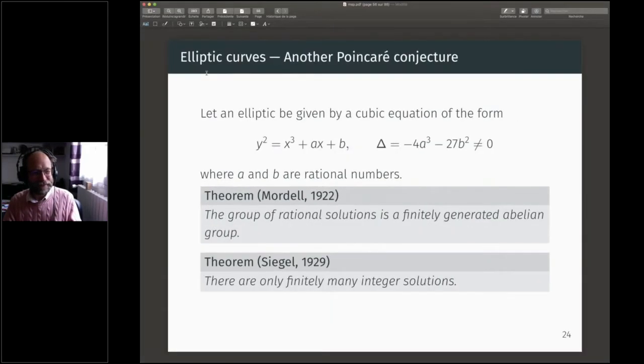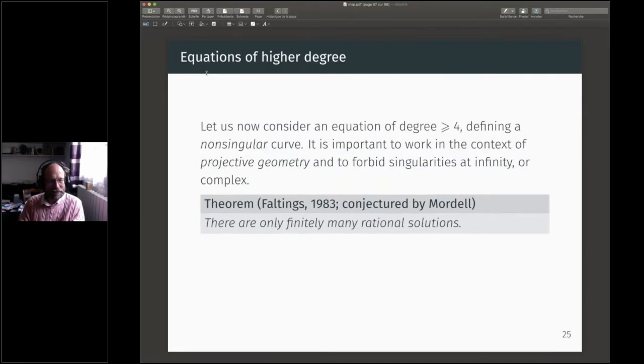So I just put back the theorem of Mordell and the theorem of Siegel. For rational solutions, you could generate all rational solutions from a finite number of them, but for integer solutions you have only finitely many. And in degree higher than 3, so 4 and higher, up to some condition which is complicated to state here, there are only finitely many rational solutions.